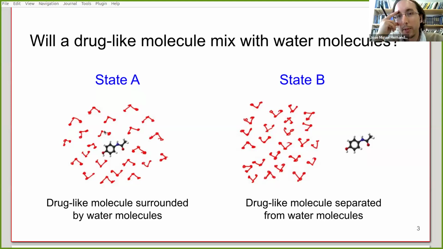I'm going to start with some motivation for what we are interested in doing. Imagine that we have a new drug-like molecule, like the one shown on this screen, and we want to know if this molecule is going to mix with water molecules or not. It's going to be staying apart, like in state B, or it's going to be happy to be surrounded by water molecules. This is a very important problem in drug design.